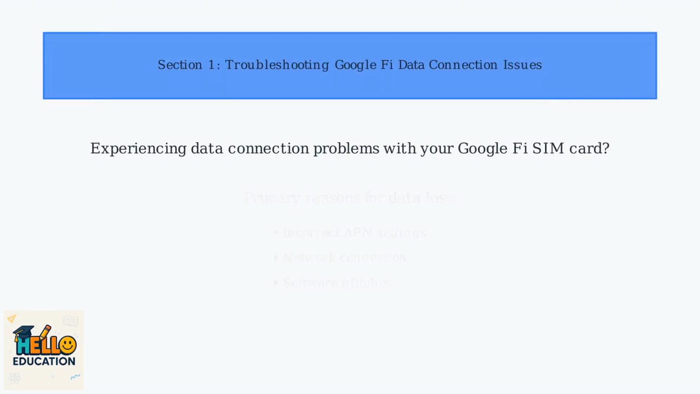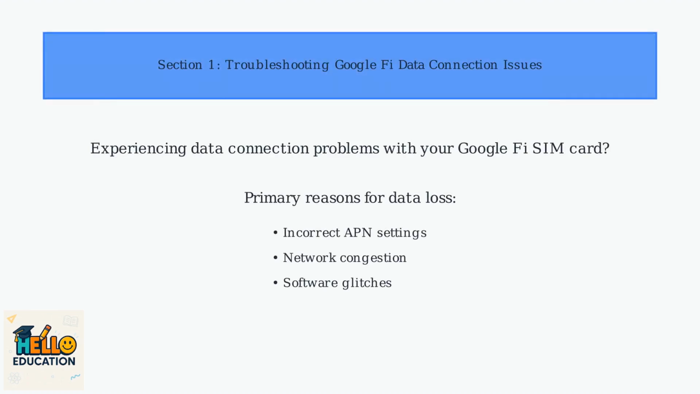Experiencing data connection problems with your Google Fi SIM card? Don't worry, most issues are easily resolved. The primary reasons for data loss include incorrect APN settings, network congestion, or software glitches.